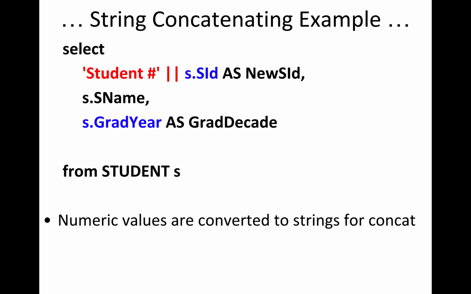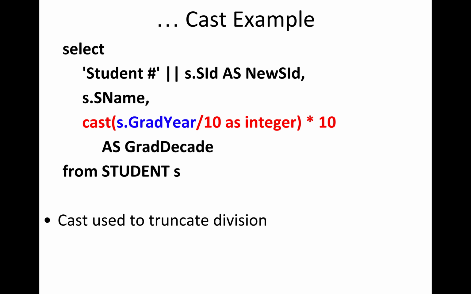And the graduation decade, we're going to do a computation of the graduation year divided by 10. So we're going to lose the last digit. So it's kind of rounding, right? We're first dividing it and then we're multiplying it again. And so we're dropping the last digit, and so we can find out what decade did you graduate, right?